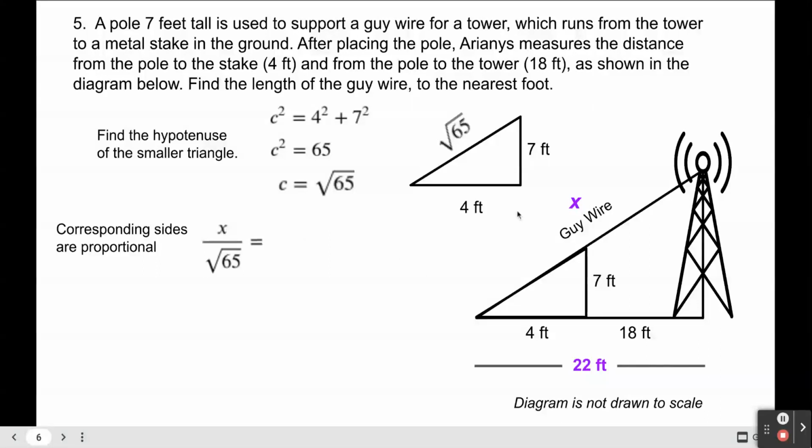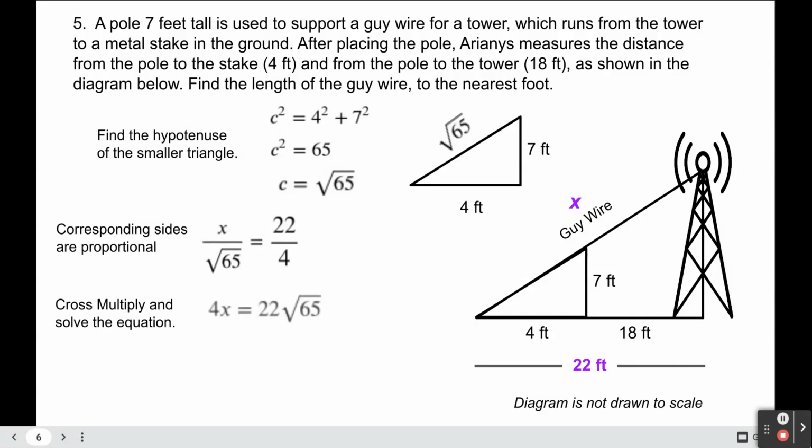The x, the piece we're trying to solve, corresponds to the square root of 65. The hypotenuse corresponds to the hypotenuse. But then we'll need this full length of the base of this larger triangle to correspond to the 4 foot of the smaller triangle. So 22 corresponds to 4. Corresponding sides of a triangle are proportional. So now we can cross multiply.